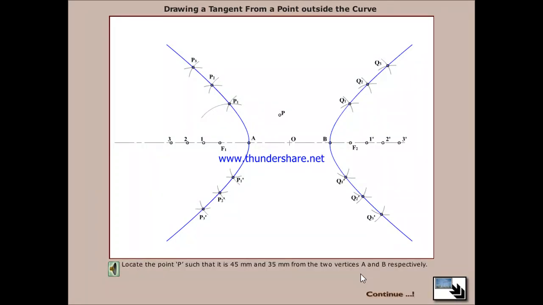Locate the point P such that it is 45 millimeters and 35 millimeters from the two vertices A and B respectively. Connect P to the nearest focus, say F1. Draw a circle with the transverse axis as diameter. Draw a circle with PF1 as diameter. Let both the circles intersect at E and E1 as shown in the figure.